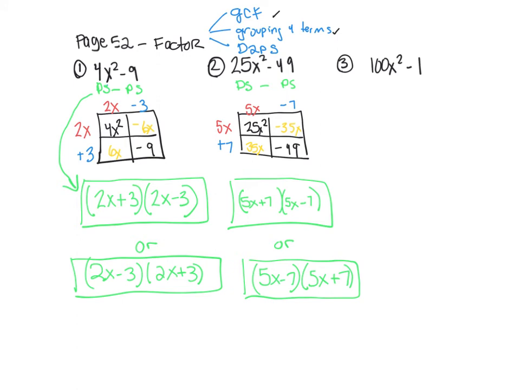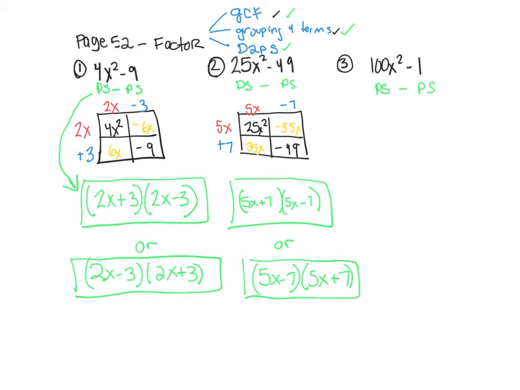We want to kind of develop a thinking in our head here. So I look at 100x squared minus 1. I think about, is there a GCF? There's not. I think about, are there 4 terms? There's not. So then I think, does this meet the pattern of a difference of two perfect squares? Is this a perfect square? Is this a minus sign? Is this a perfect square?